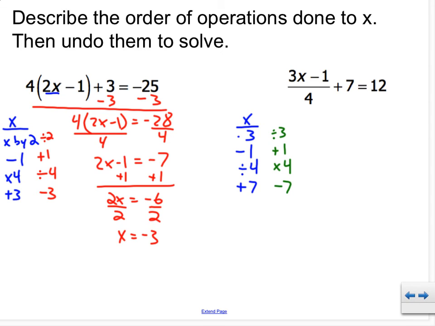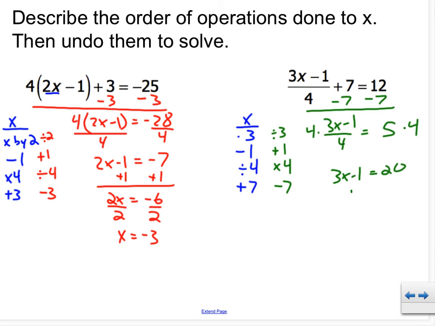If we do that process to 12, subtract 7, we get 5. Multiply by 4, we get 20. Add 1, we get 21. Divide by 3, x is 7. So hopefully you can see how the undoing process is a great aid in solving an equation.